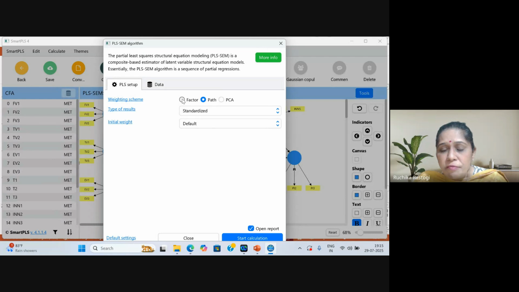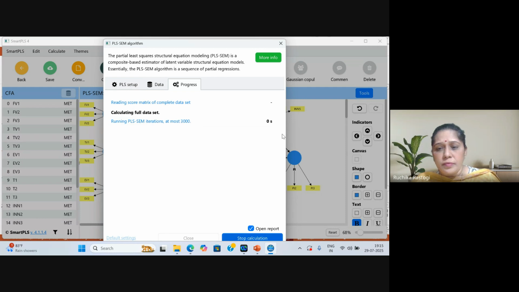We will be running factor analysis, not path analysis. Path analysis is regression. We are just checking whether the CFA is able to give us the right model or not. So click on factor. Start calculation.